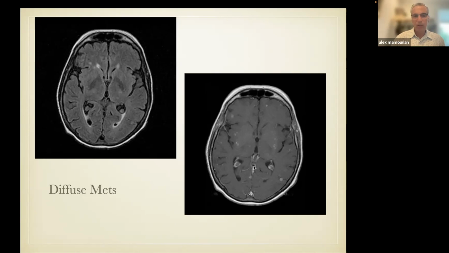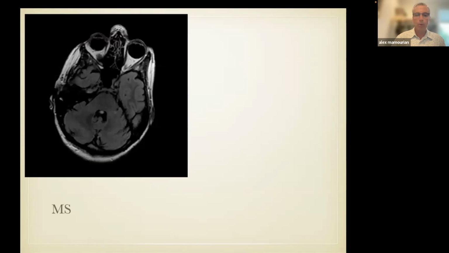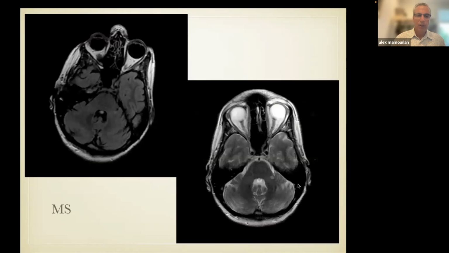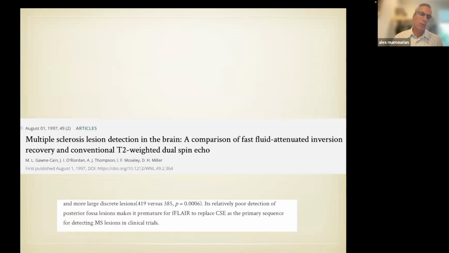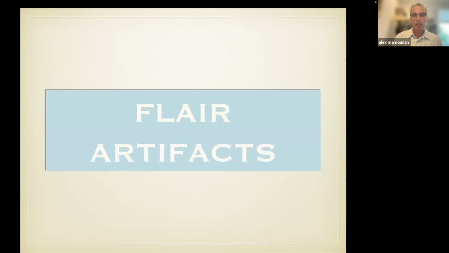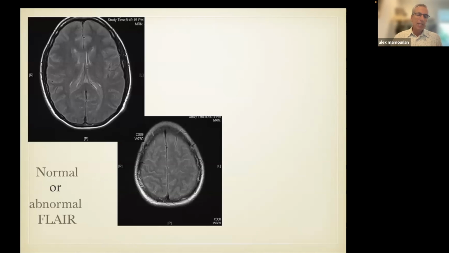So again, FLAIR is not sensitive for all abnormalities of the brain, and this is particularly true for multiple sclerosis. Here you can see an MS lesion on the T2 weighted scan, barely visible on the FLAIR scan. So FLAIR is not a standalone, detect-whatever's-wrong-with-the-brain study. And this has been discussed in the literature: you can't use FLAIR alone to look for MS lesions. Here's an important artifact that you'll confront now and then.